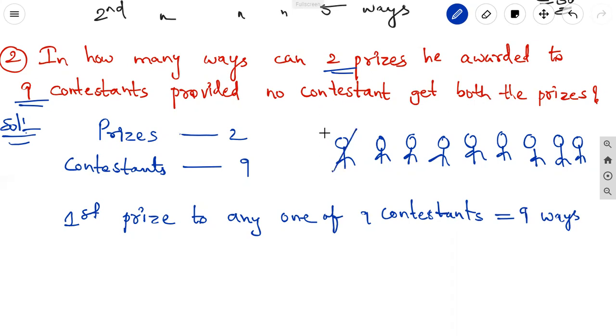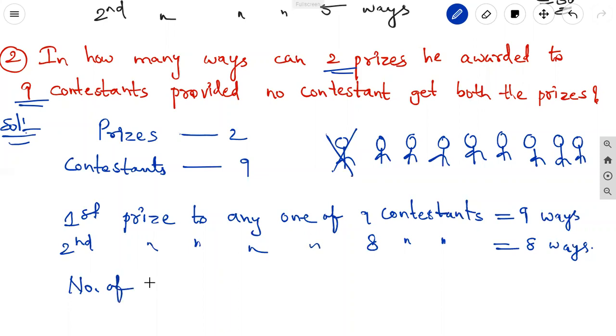If one person is eliminated, how many remain? 8. The second prize goes to any one of the remaining 8 contestants. How many ways are there? 8 ways. What is the number of ways? 9 into 8, that is 72 ways.